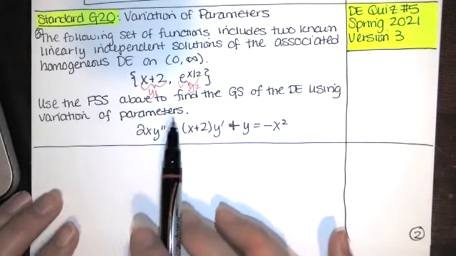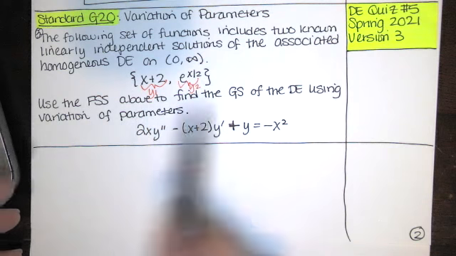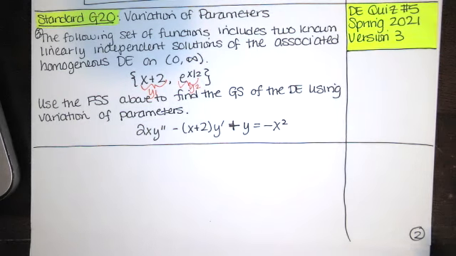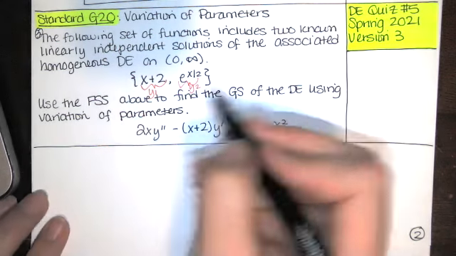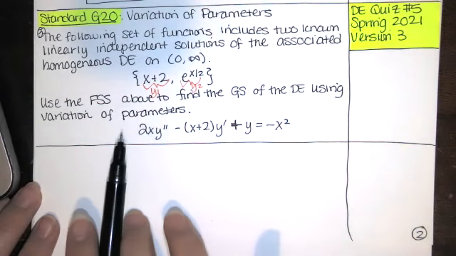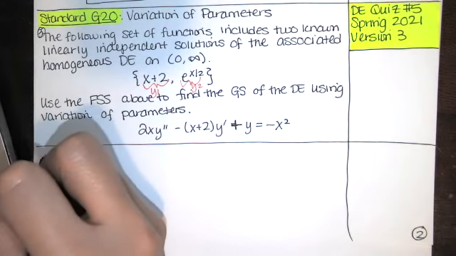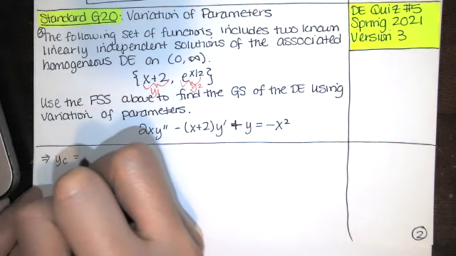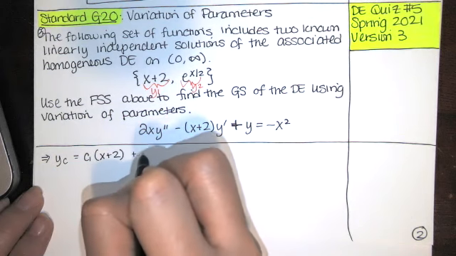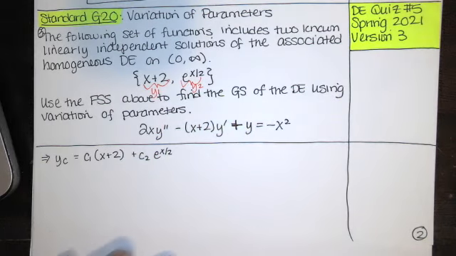It says use the fundamental set of solutions above to find the general solution of the differential equation below. It's a non-homogeneous equation using variation of parameters. So first of all, they're telling us that y1 and y2 are two linearly independent solutions of this problem where the right-hand side is 0. So that means that y sub c is c1 y1, where y1 is x plus 2, plus c2 y2, where y2 is e to the x over 2.